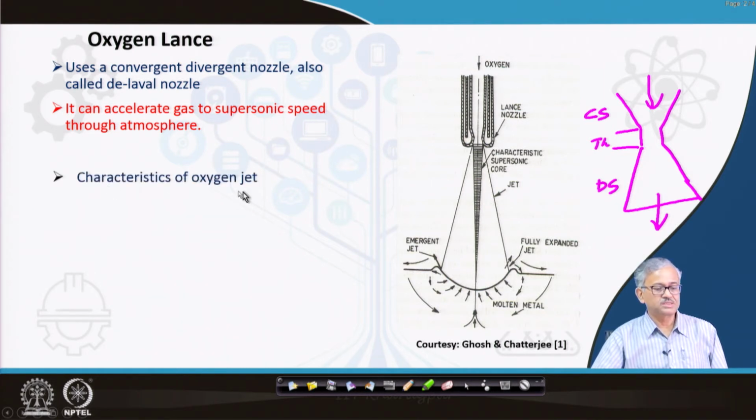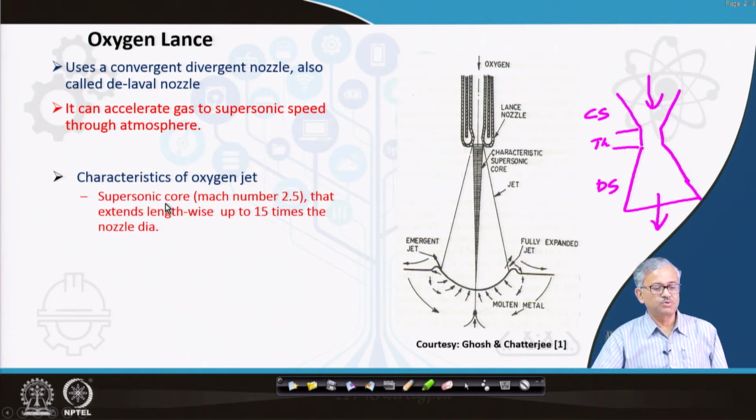And some characteristics of the oxygen jet you must see. First thing is that the supersonic core Mach number is 2.5. What is this Mach number? Mach number is the velocity of the oxygen jet divided by the velocity of sound, and that is 2.5. That is, the velocity of the oxygen jet is 2.5 times the velocity of sound, right? So when the oxygen is coming out from here, its velocity is supersonic, and it is called the supersonic core.